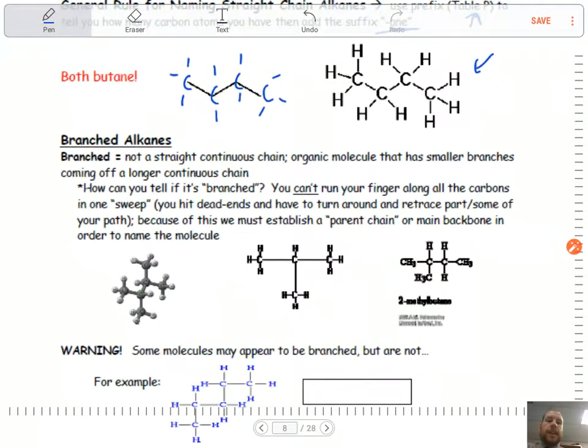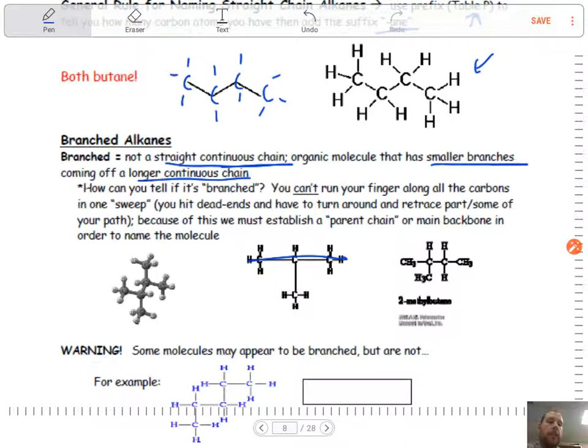Now, branched alkanes, that means they're not a straight continuous line. Okay, they have smaller branches coming off longer continuous chains. Okay, so how do you tell if it's branched? You can't run your finger all along the carbons in one sweep. All right, you hit a dead end. All right, so if I did this here, if I went like, oh, okay, one sweep, oh, I can't hit all the carbons there because I have to go back.